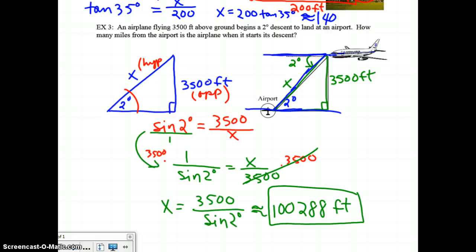For your homework, you're going to do the practice for 9.3, and you're also going to do the enrichment. For the enrichment, just follow along step by step, and it's going to tell you exactly what to do. So 9.3, the practice and enrichment.